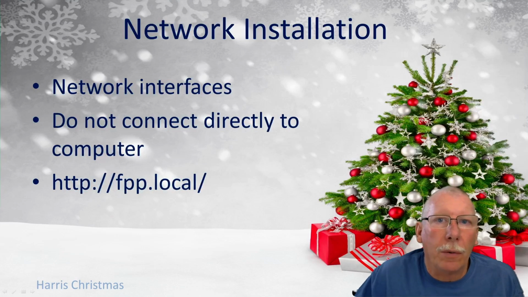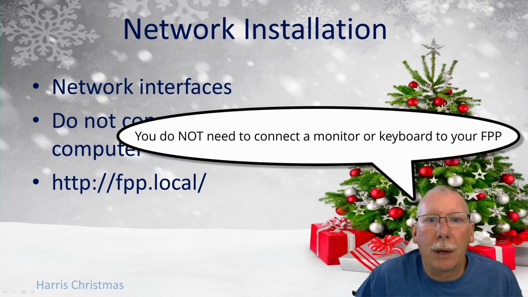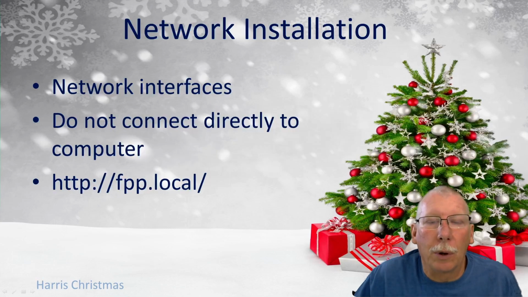Okay, we're going to go over the network installation method. This method is where you connect your FPP device with a network cable directly to the same network that your computer is on. Do not connect it directly to your computer or laptop. That requires some advanced configuration on your computer or laptop in order to work, and that's beyond the scope of this video. You want to make sure that your device has all the required network interfaces that you're going to need. If you're going to configure the Wi-Fi, you need to have a Wi-Fi interface installed, so make sure you do that.